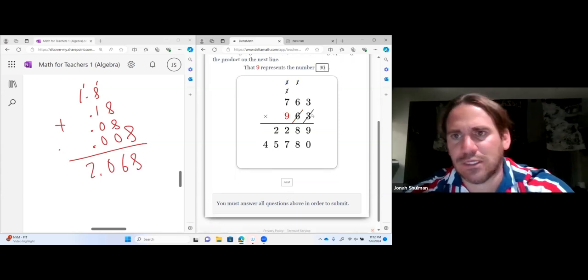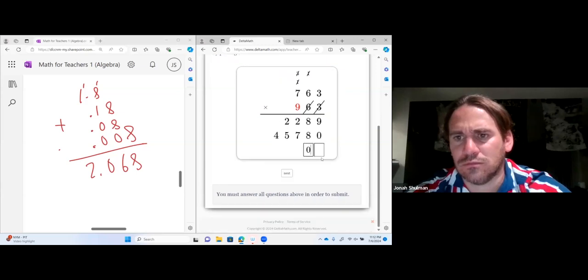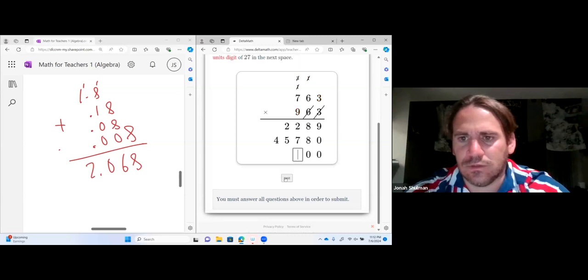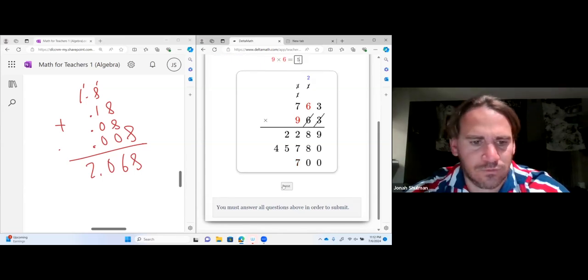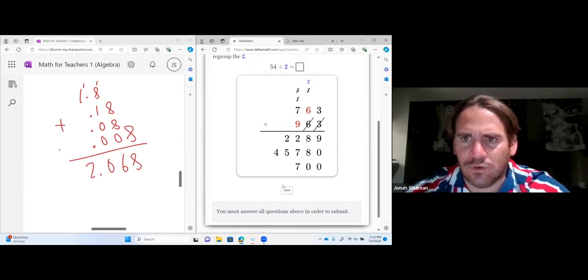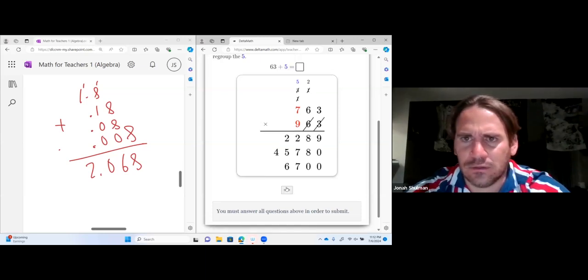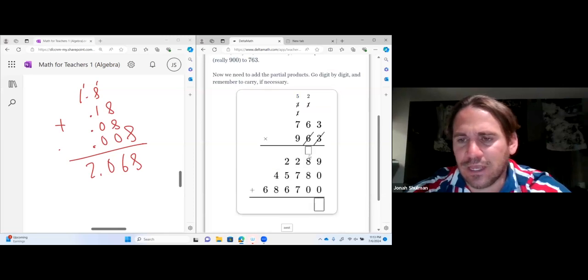Now we're doing 9, which is really 900. So we have to start with not 1, but 2 zeros. 9 times 3 is 27. There's 7. There's our 2. 9 times 6 is 54. 54 plus 2 is 56. There's our 6. There's our 5. 9 times 7 is 63. 63 plus 5 is 68. There's 68. Now we have to add them all.